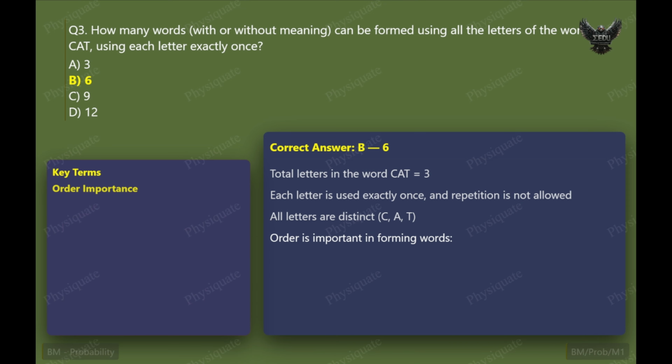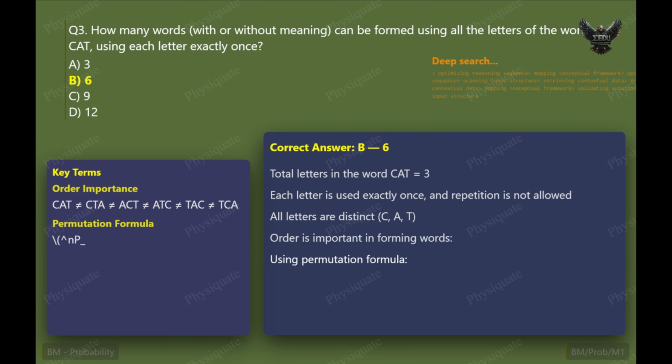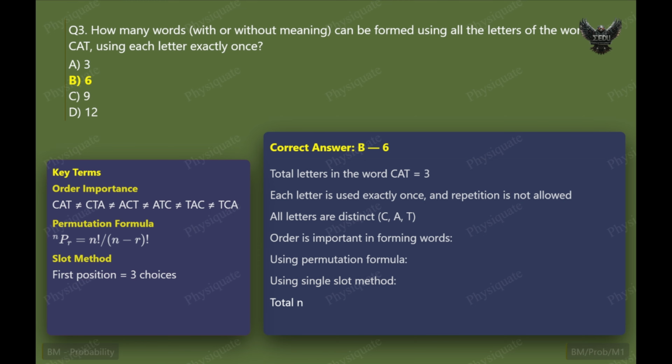Now let us consider order importance. CAT is not equal to CTA, so we use the permutation formula. Let us examine the permutation formula, nPr equals n factorial divided by n minus r factorial. Using the slot method, first position equals 3 choices. Total number of words formed equals 6.